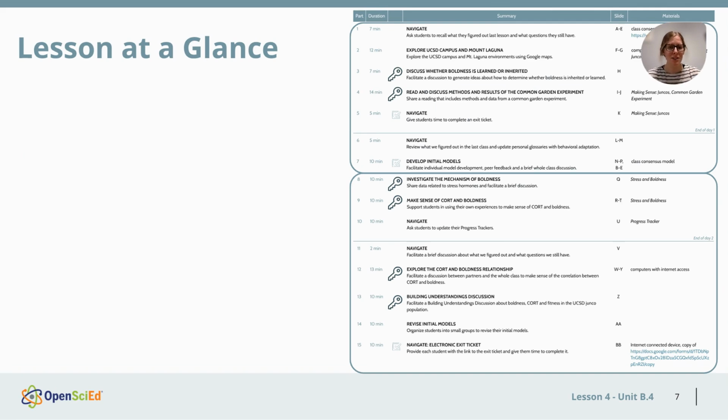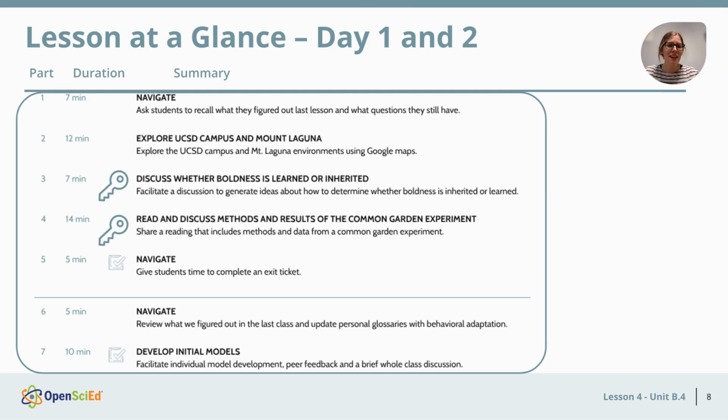All right, there are 2 sense-making loops, and let's see those in more detail. Sense-making loop 1 will take place over day 1 and a bit of day 2. We're going to start by asking students to recall what they figured out about the last lesson and any questions that they have. And then we're going to spend some time exploring Mount Laguna and the UCSD campus environments. We'll discuss as a class whether boldness is learned or inherited, and then read and discuss methods and results of a common garden experiment. And then students will complete a quick exit ticket.